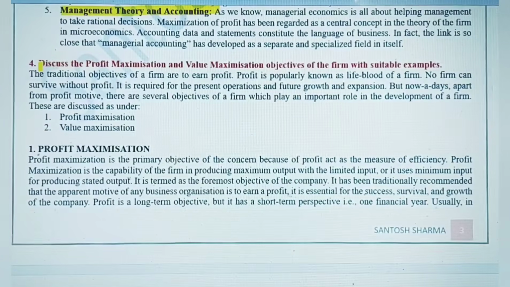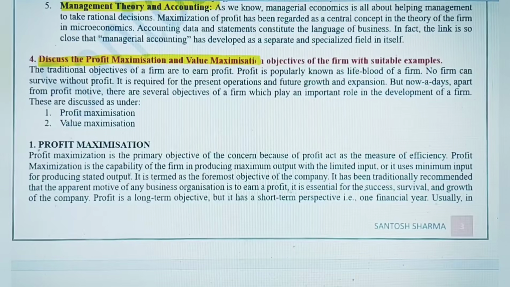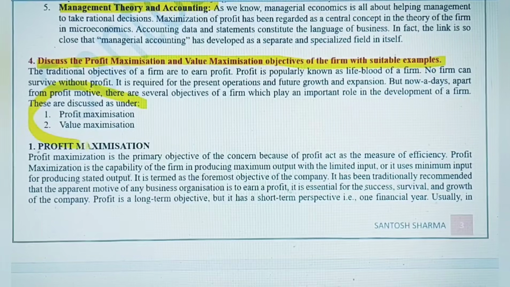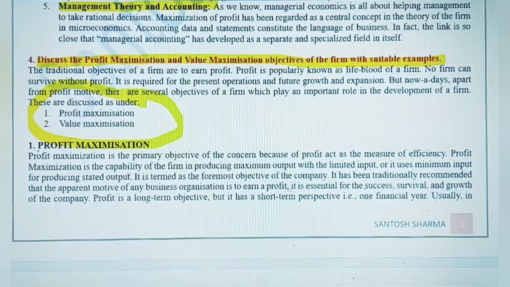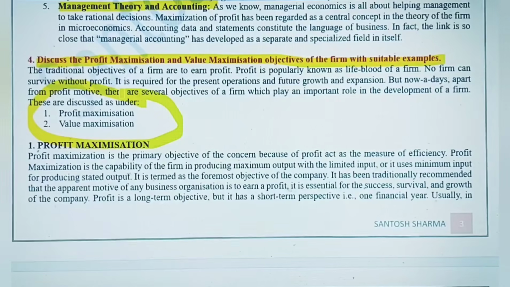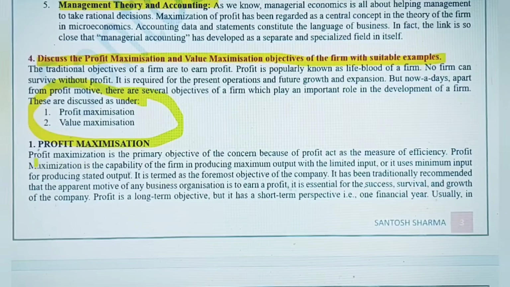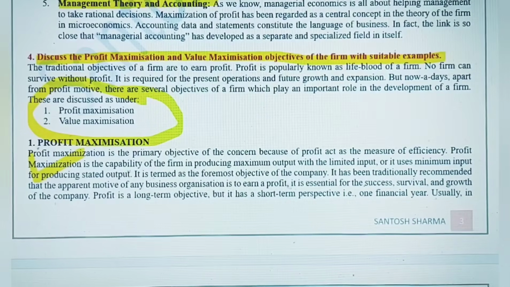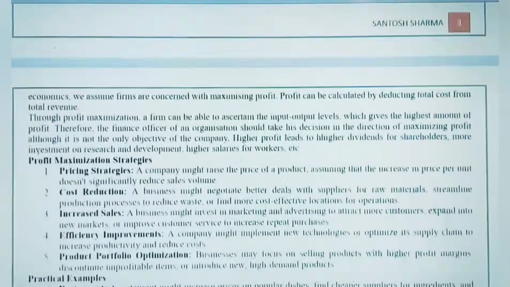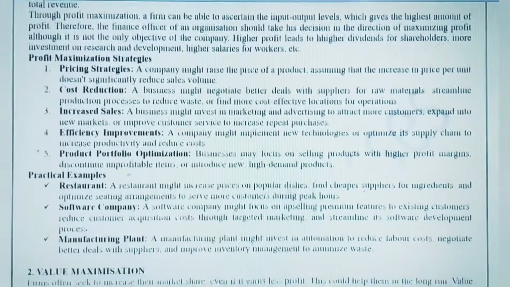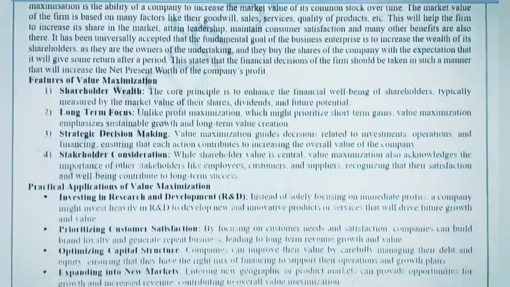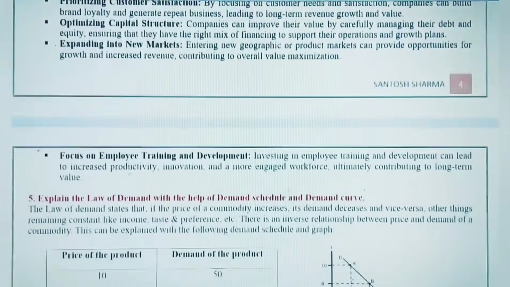Question number 4. Discuss the profit maximization and value maximization objectives of the firm. Now these two are the important objectives of any firm, and managerial economics basically identifies these two. So basically a firm exists to make profits and also increase the value of the investments or wealth creation. In profit maximization you can write the different strategies, give examples, and then in value maximization you write the features and its practical applications in managerial economics.